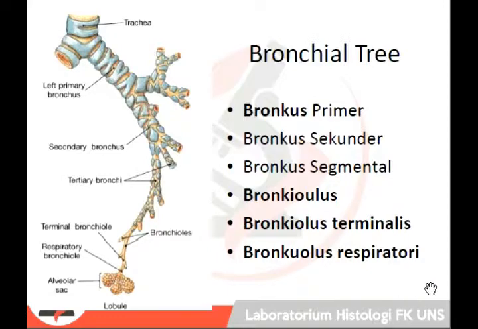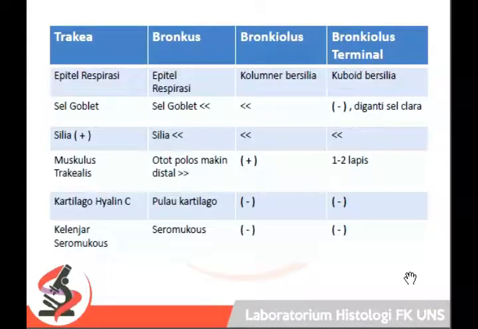The respiratory bronchiole is the first tube, or first passage, of the respiratory portion. Here Raditya Sasongkojati presented a table. The bronchus, bronchiole, and terminal bronchiole have different features in the respiratory epithelium, the goblet cells, the cilia, the trachealis muscle, and the hyaline cartilage and seromucous glands.